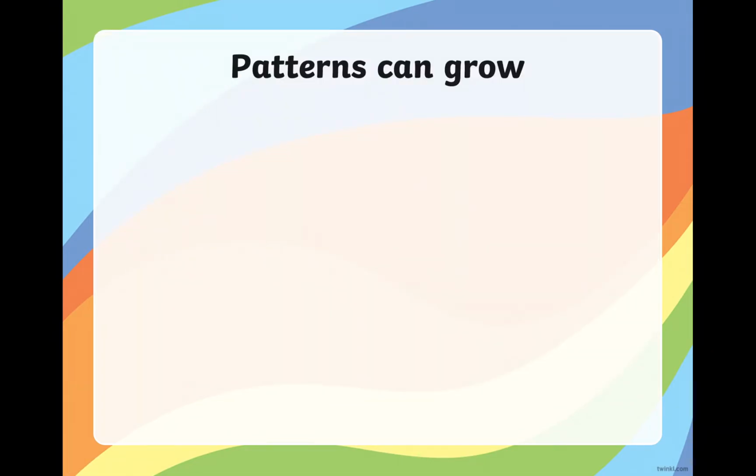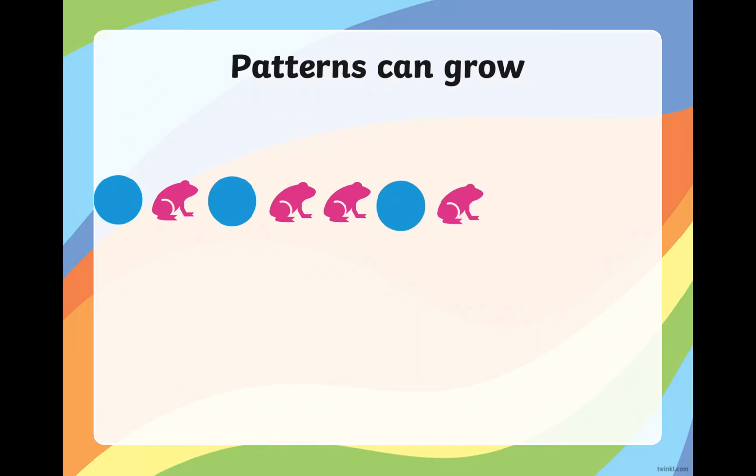But patterns can sometimes grow as well. So a pattern could start out like this. It goes blue and then pink frog. So we've got blue circle, pink frog. Then it's going to go blue circle, then 2 pink frogs. Then I'll have a blue circle and 3 pink frogs.